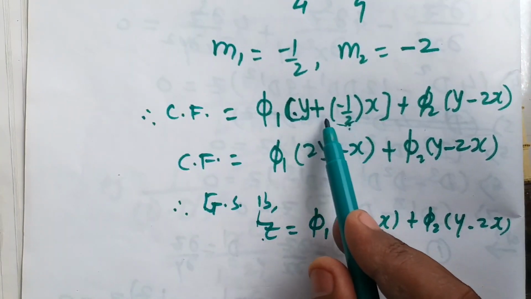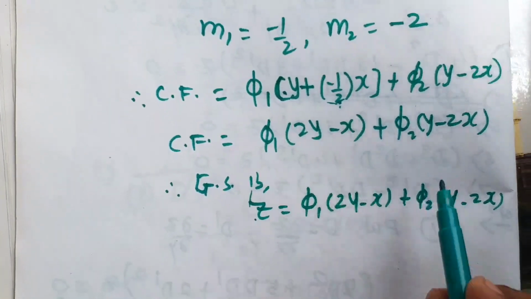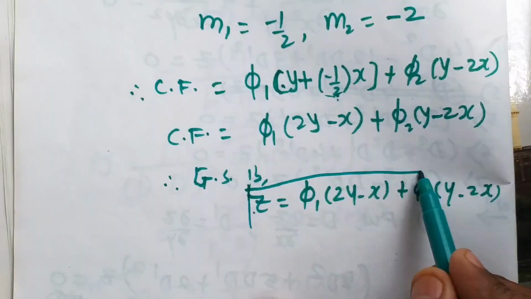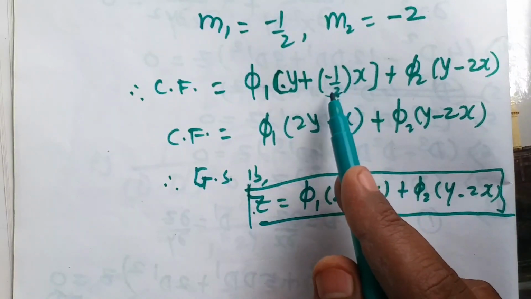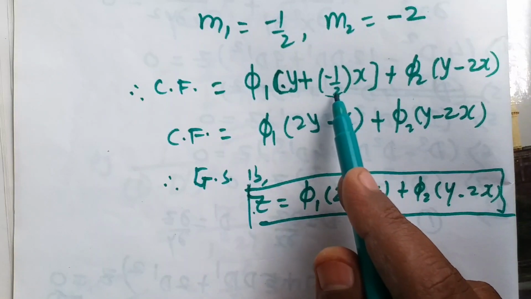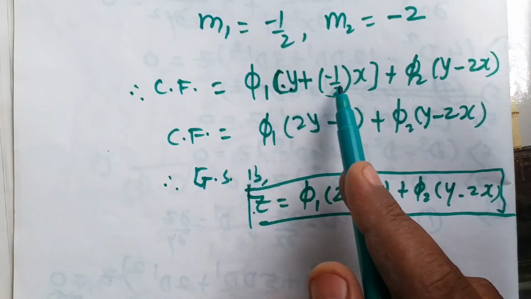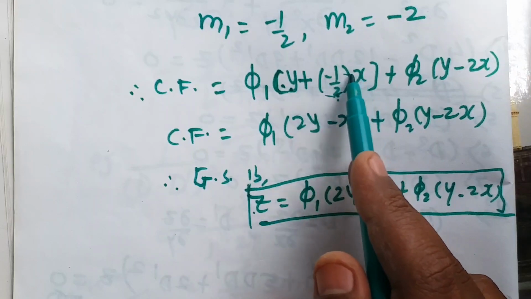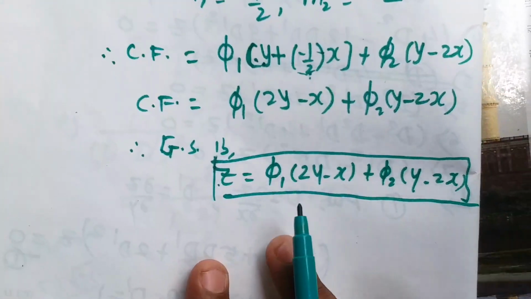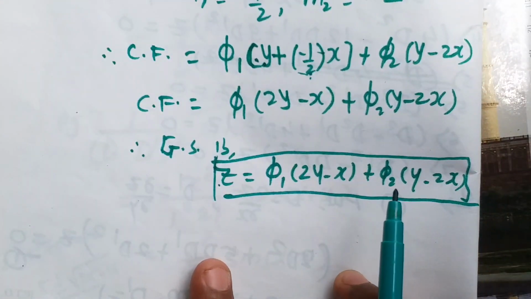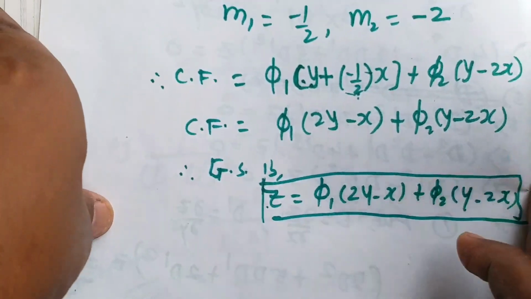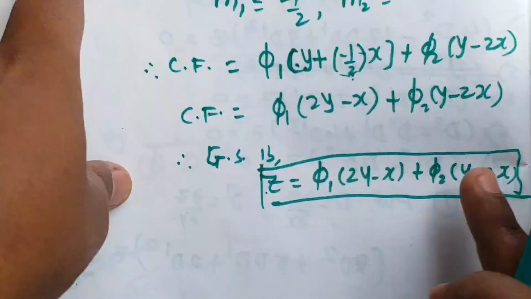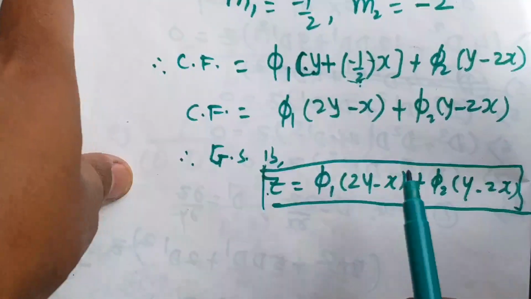This 2 I have multiplied. Even if you are keeping y minus x by 2, no problem, but you can write the final solution in this form. Whenever you get a fraction like 2 by 3, 3 by 4, whatever term you have in the denominator, that term you multiply by y, and the coefficient of x in the numerator we have to take. So this will be your final solution, z equal to phi 1 of 2y minus x plus phi 2 of y minus 2x. Because the right hand side is 0, only CF will be the solution, and solution means we are calculating the value of z.